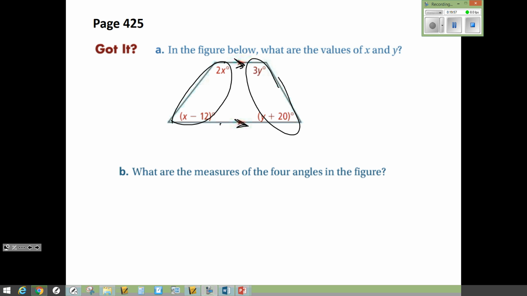Class, what do we get for x? X equals 64, which means this angle is 128 and this angle is 52. Okay. Class, what do we get for y? 40, which would mean this angle is 120 and this angle is 60. Okay. Class, what does this tell us has to be true about quadrilaterals and their angles, by the way? They all add to 360. Okay. They have to add up to 360 in a four-sided object.